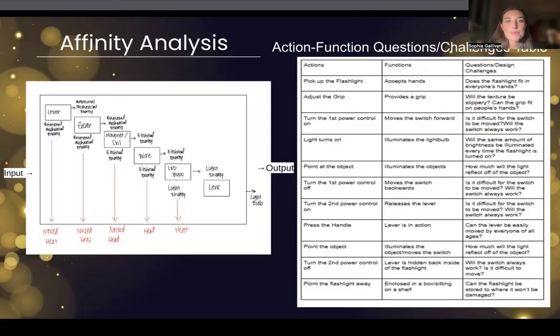The action functions questions table we created takes the actions that occur when using the flashlight as shown in the activity diagram and observes the functions that our flashlight must include for proper execution. Lastly, we ask questions to double check that we are meeting all of the requirements and addressing concerns our customers may have.